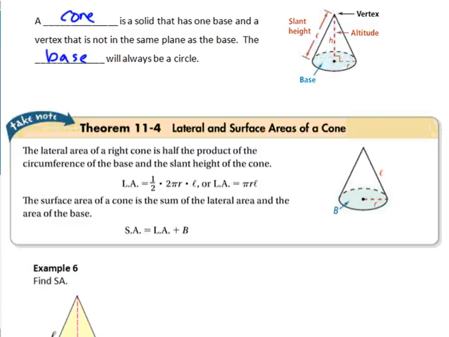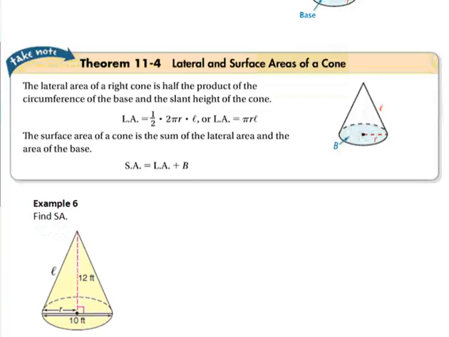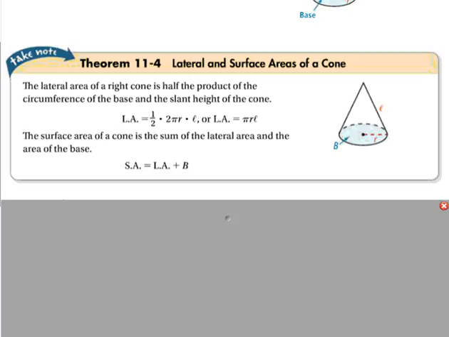So, when we're finding lateral area and surface area, it's not much different than a pyramid. Lateral area is still 1/2 the circumference, so the perimeter of the base, times the slant height again. It's just we find it a little bit differently. So it's written a couple different ways here.